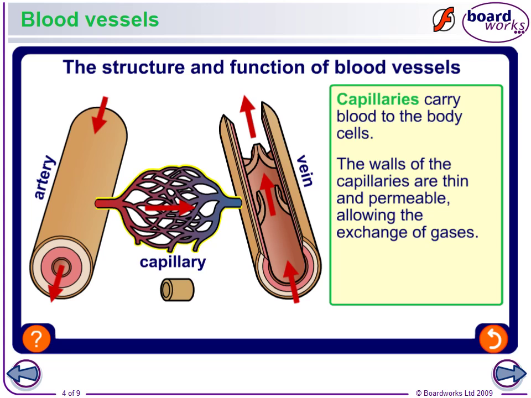Now your artery is going away from the heart to the rest of the body. It has a really thick wall compared to the veins. And then your capillaries carry blood to the body cells. The capillaries are very thin, like I said, allowing for gas exchange. Sometimes shortcuts are needed too, so this would also be called a shunt.